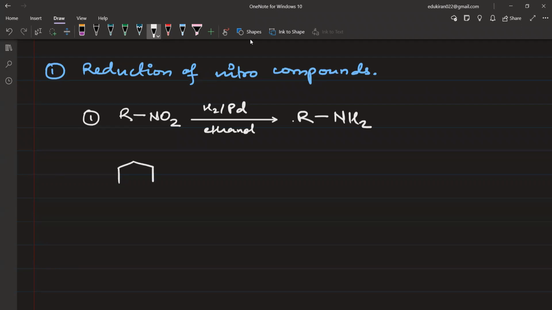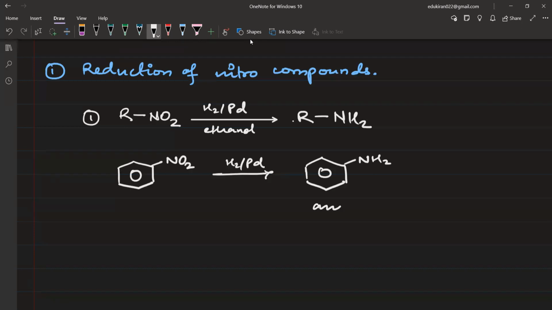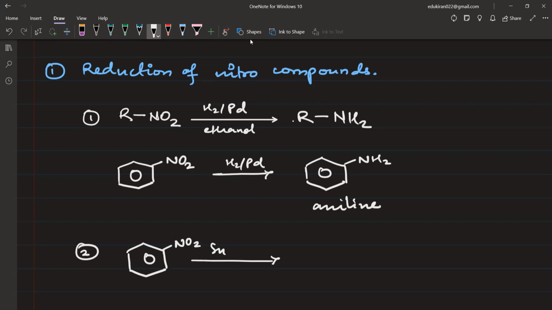Similarly, if you have nitrobenzene also, in the presence of H2/Pd, you will get aniline. This is aniline. The second reagent that you can use is a reduction with Sn plus HCl or Fe plus HCl.